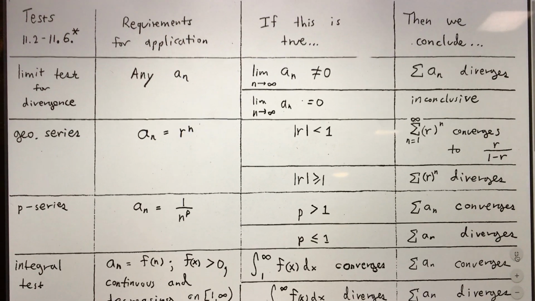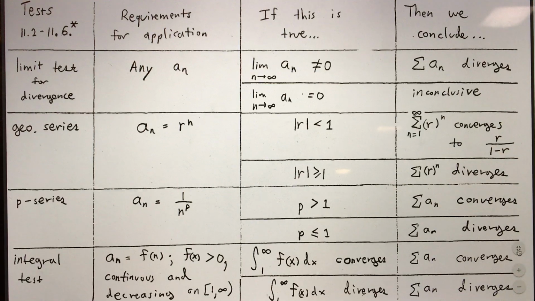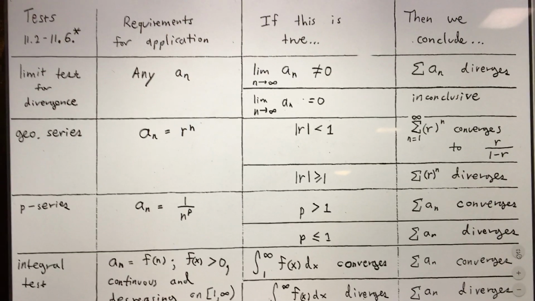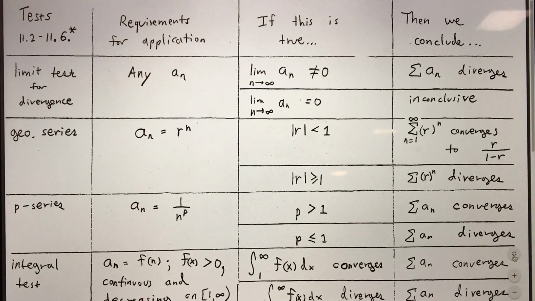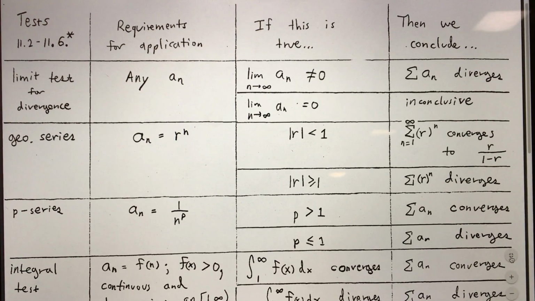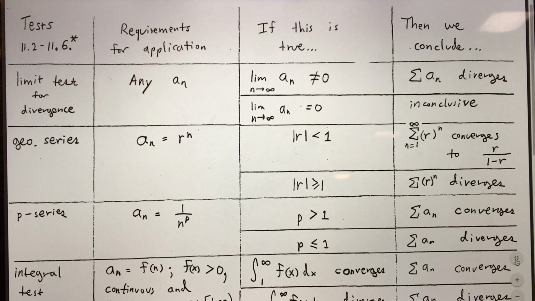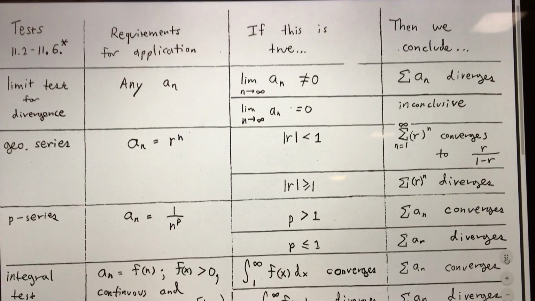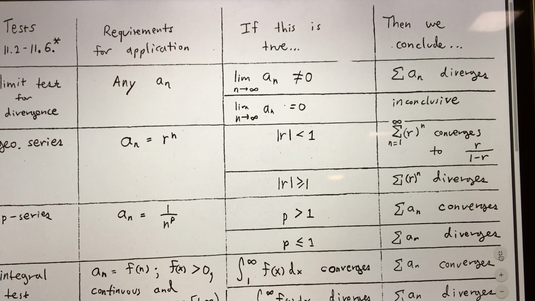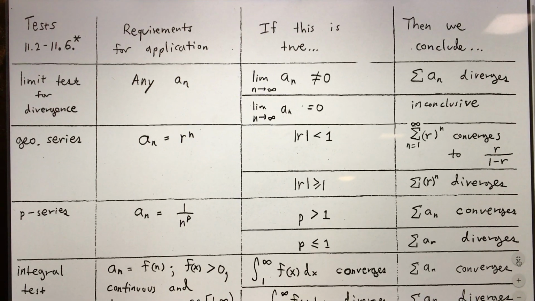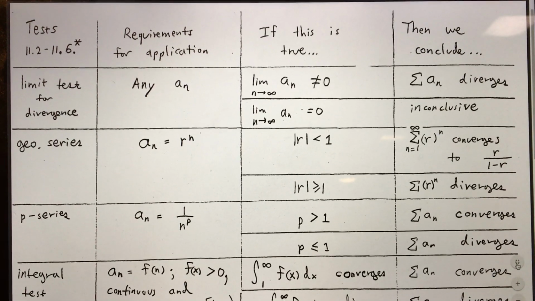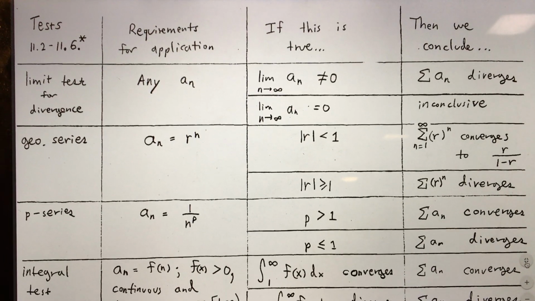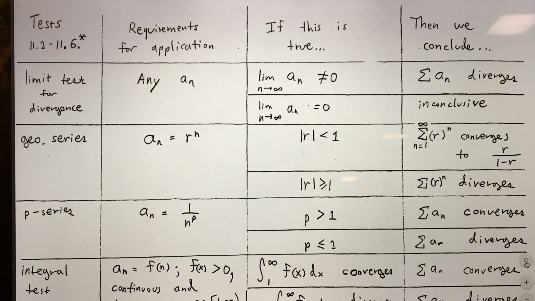So, for instance, on that first line, I call it the limit test for divergence. It doesn't have any requirements for application. It works on any a sub n. So, there's the test. You can take the limit as n goes to infinity. If it does not equal 0, that means that the summation of a sub n diverges. So notice the limit there is of the sequence. If the sequence limit doesn't go to 0, the summation diverges. If the limit of the sequence does go to 0, it's inconclusive, cannot conclude.